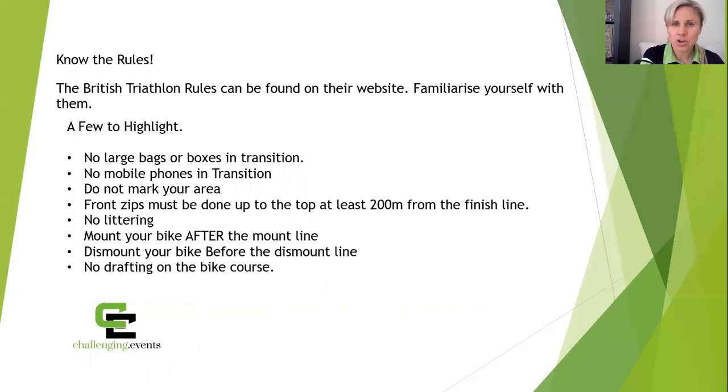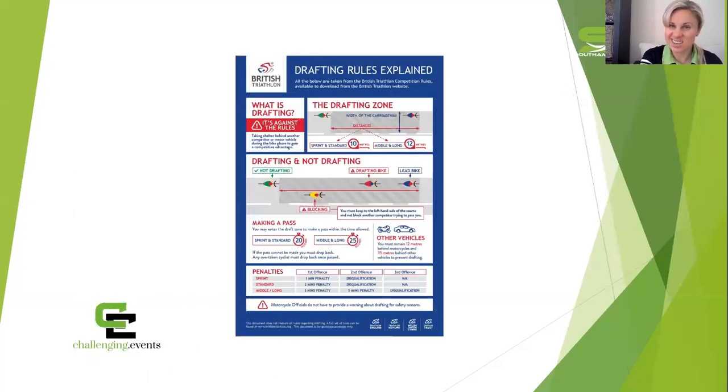Draft legal, so no drafting on the bike course. And there's just a little extra bit about drafting. So we will have a motorbike official out there making sure everyone's safe. So drafting is basically cycling within somebody's slipstream, and it's cheating, really. So you need to make sure you've got 10 meters between you and that lead bike. I'm rubbish with spatial awareness, and I know that 10 meters is, can I fit 2 minis in between me and that lead bike? If I can, I'm fine. If I can't, I've got to make a decision.